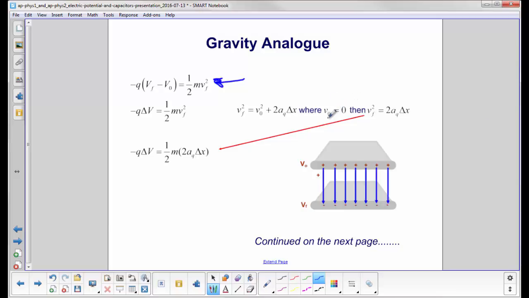The charge started with an initial velocity. We use the third kinematics equation to show that its final velocity squared will be 2 times the acceleration of the charge times delta x, which is how far it falls in the field. I replace Vf squared with this term here, and now I'm left with this equation, which I will now bring to the next page.